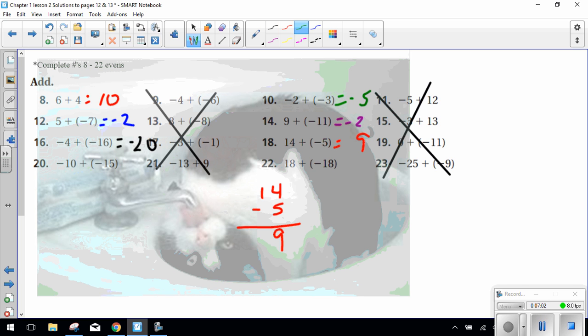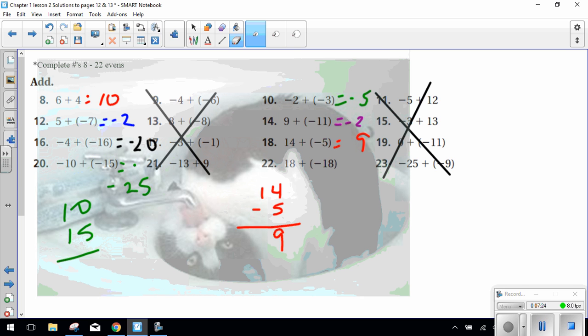Okay, now let's take a look at number 20. In number 20, we have a negative 10 and a negative 15 being added together. So what we're going to do is add these two and keep the common sign. So it's going to be negative 10 plus negative 15 equals negative 25.